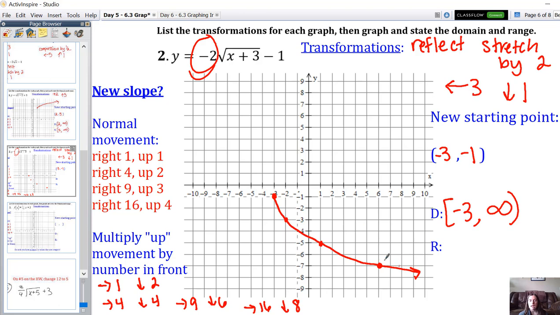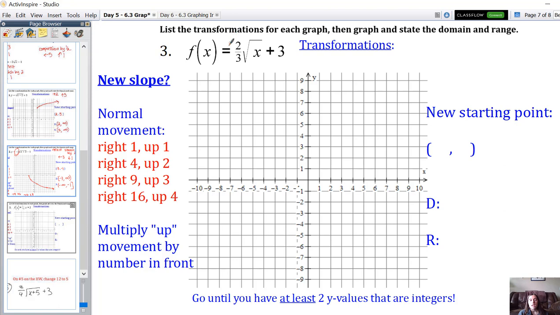The range is from low to high. This time, since our graph was reflected, since it was flipped over, now our arrow is pointing downward. So for our range, we're starting at -infinity. And then the highest that it gets is at a y value of -1. So there's our range. Okay, let's do one more.